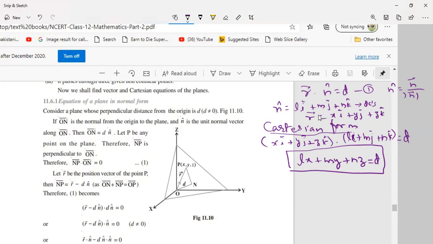Question, if you want, we can do the questions also, then go to the next part, or we can complete all the formulas first and then start the questions. I think find the direction cosines, find the equation of the plane which is at a distance of, okay, I'll take one question.